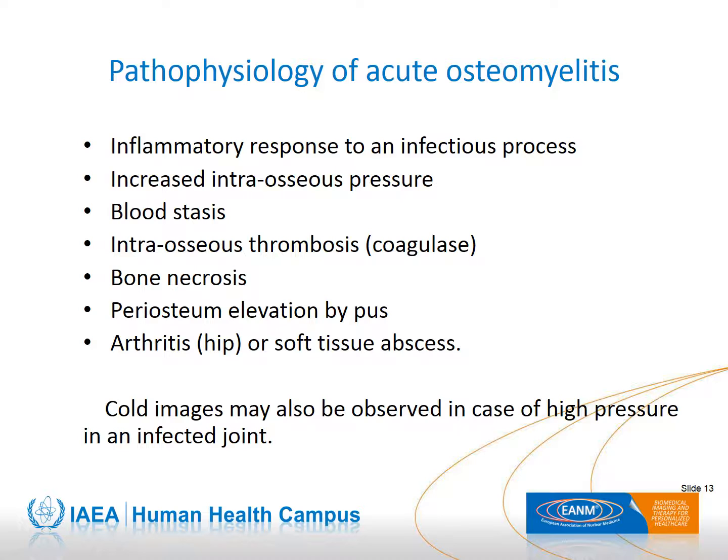How does bone necrosis occur? Infection leads to inflammation and increased intraosseous pressure. Blood stasis combined with the action of bacterial enzymes creates a risk of thrombosis. Bone necrosis can occur as well as abscesses. Cold images may also be observed in case of high pressure in an infected joint.